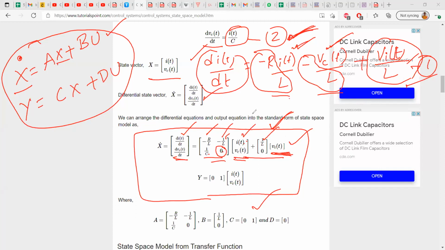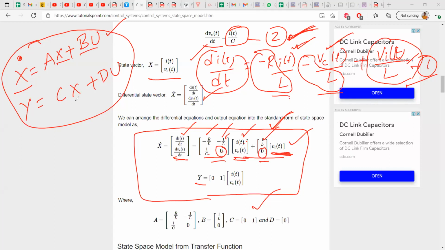Is it there or not? No, sir. In the second equation it is not there. That's why we are taking the 0 in the matrix element, right? What is the output? So the B matrix is also done: 1 by L, 0.